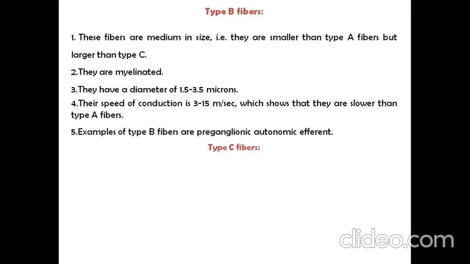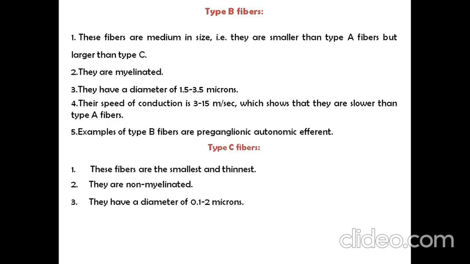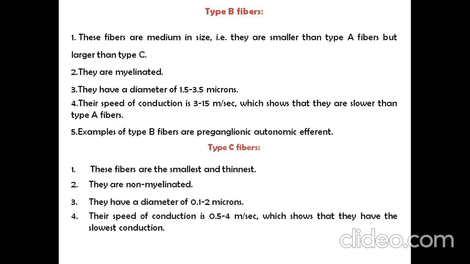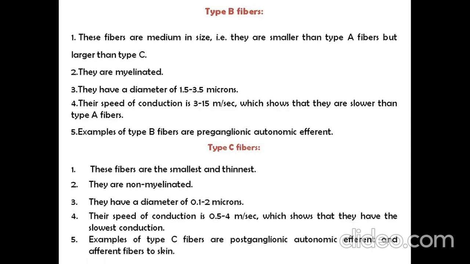Next one is the type C fiber. These fibers are the smallest and the thinnest fibers. They are non-myelinated. They have a diameter of 0.1 to 2 micron and a speed of conduction of 0.5 to 4 meter per second, which shows that they have the slowest conduction. Examples of type C fibers are postganglionic autonomic efferent and afferent fibers to the skin. It means the type A fiber is the fastest conducting fiber as compared to type B and type C.